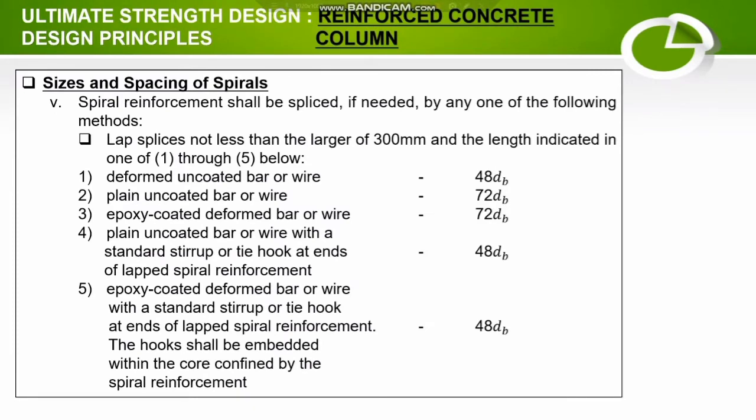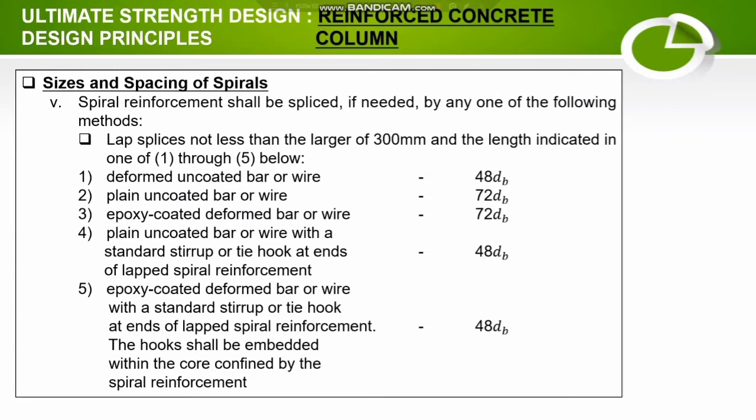Sizes and spacing of spirals. Spiral reinforcement shall be spliced, if needed, by any one of the following methods. Lap splices not less than the larger of 300 mm and the length indicated in 1 of 1 through 5 below. For number 1, deformed uncoated bar or wire, splice length is equal to 48 dB. Number 2, plain uncoated bar or wire, 72 dB. Number 3, epoxy coated deformed bar or wire, 72 dB.